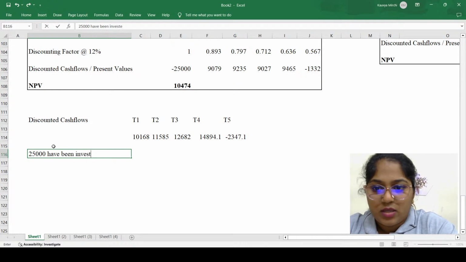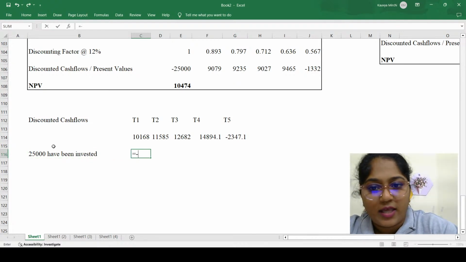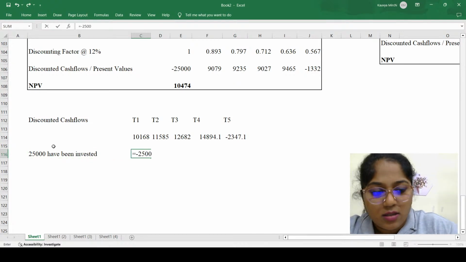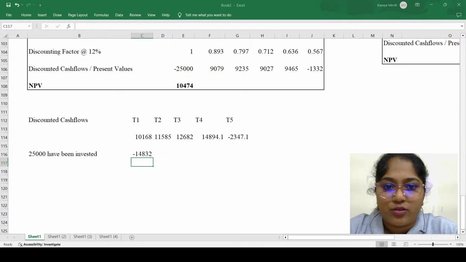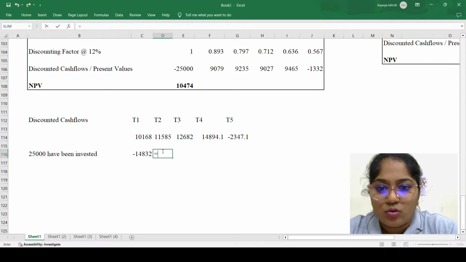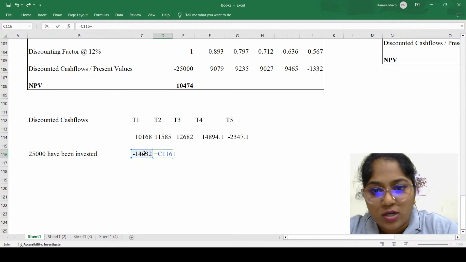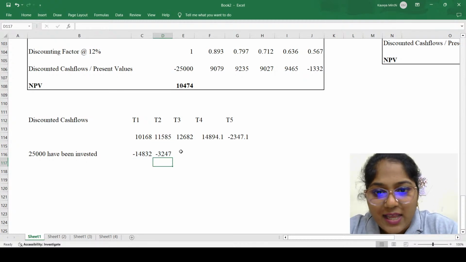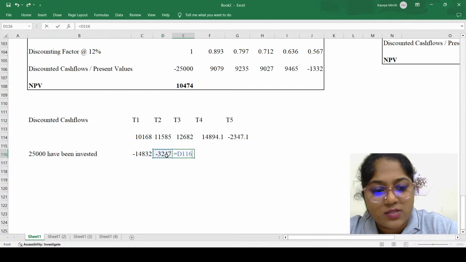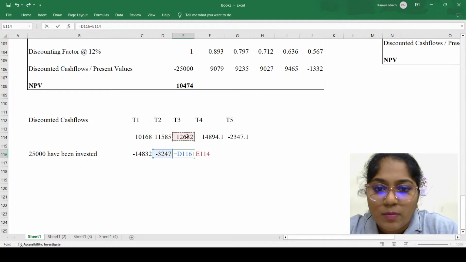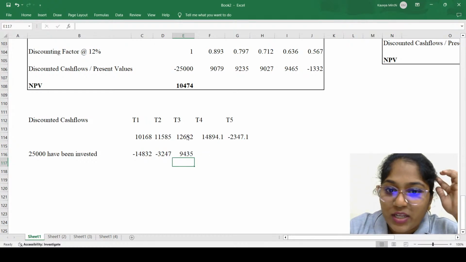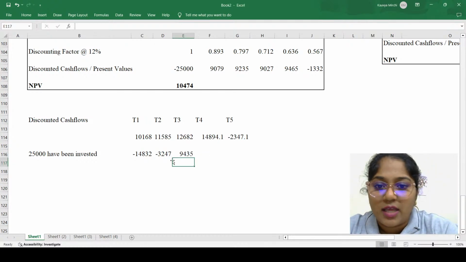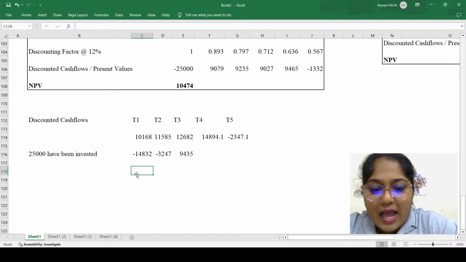Correct? How do you find out the cumulative? All I have to do is take 25 million and add this value so that I know how much extra I'm still yet to receive. In T2, I'm yet to receive this much, but I got this much. In T3, I'm yet to receive this much, but I got this much. So that means my values are going positive somewhere in T3. Correct, everyone?